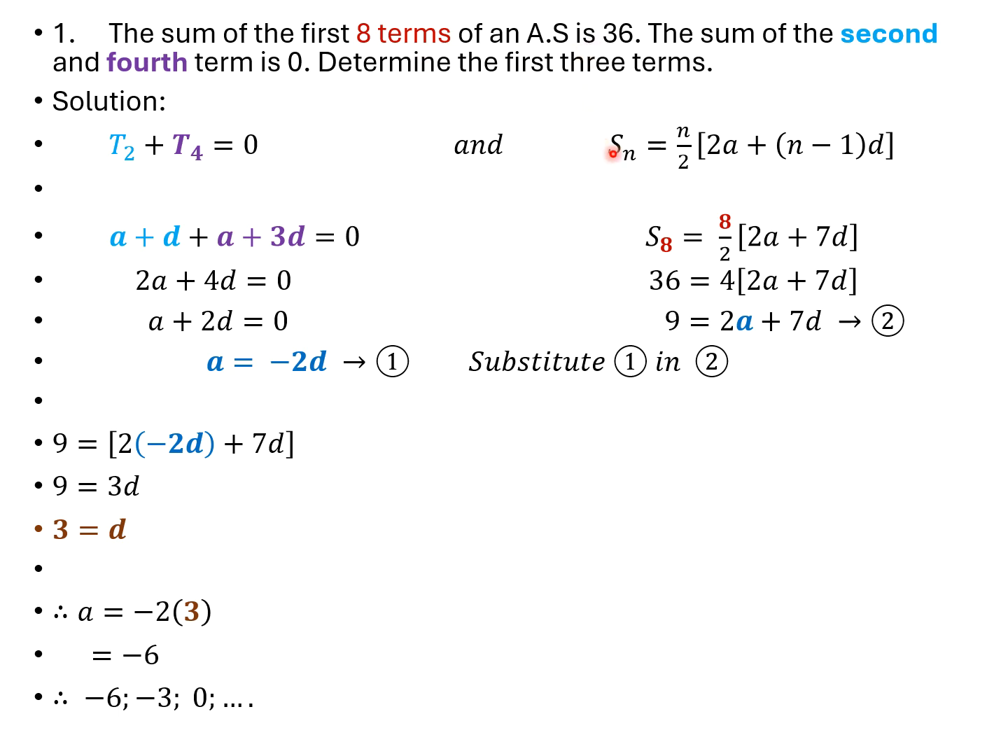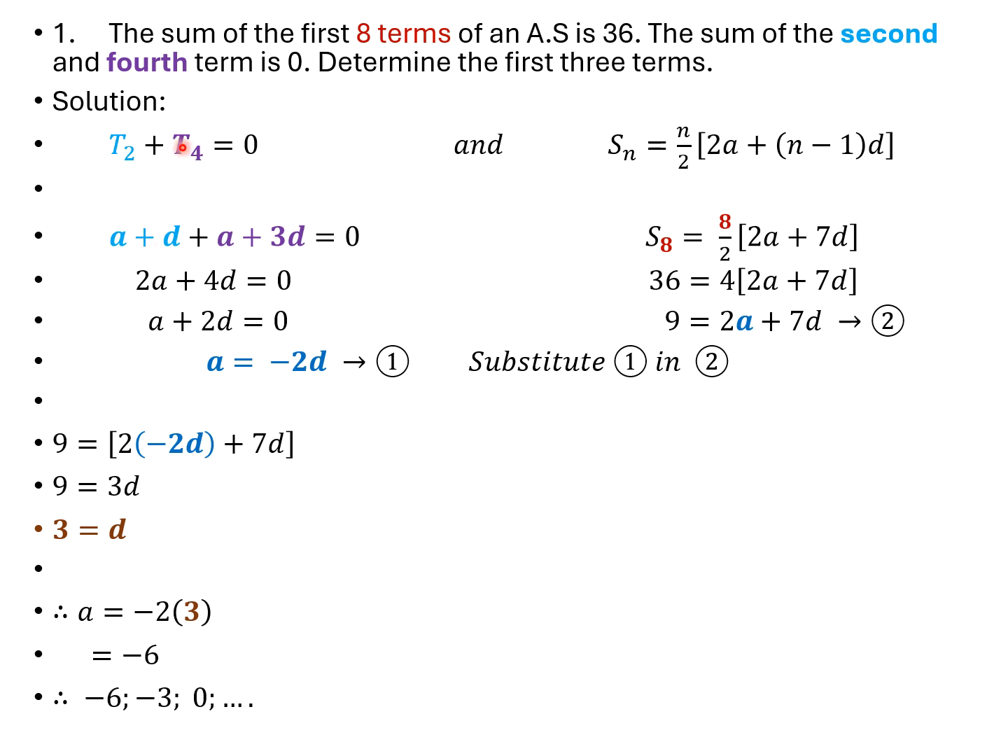So they're using the Sn formula: sum to n terms equals n over 2 times (2a plus (n minus 1) times d). Sum to 8 terms, n becomes 8, and 8 minus 1 gives me 7, so that gives me 2a plus 7d. Sum to 8 terms is 36. 8 divided by 2 is 4, so 36 divided by 4 gives me 9, and 9 equals 2a plus 7d. So that's my equation 2.